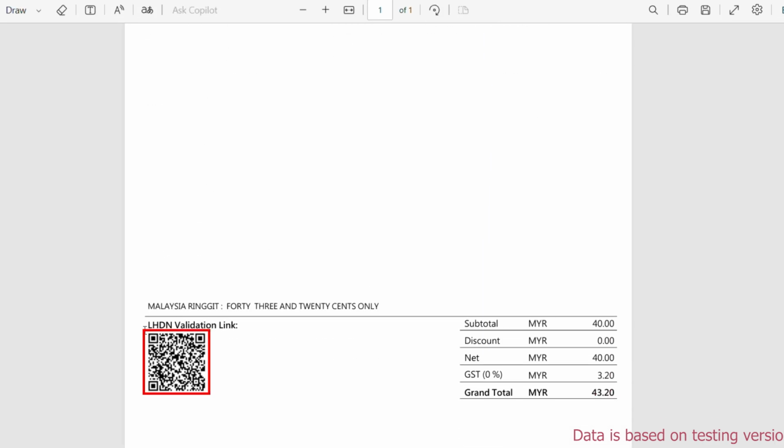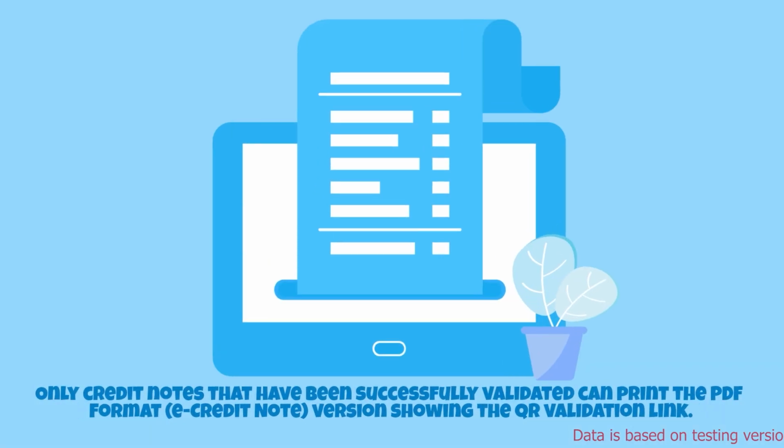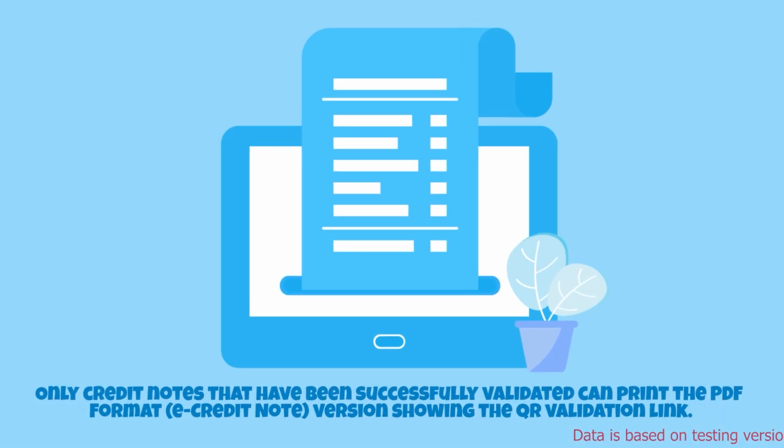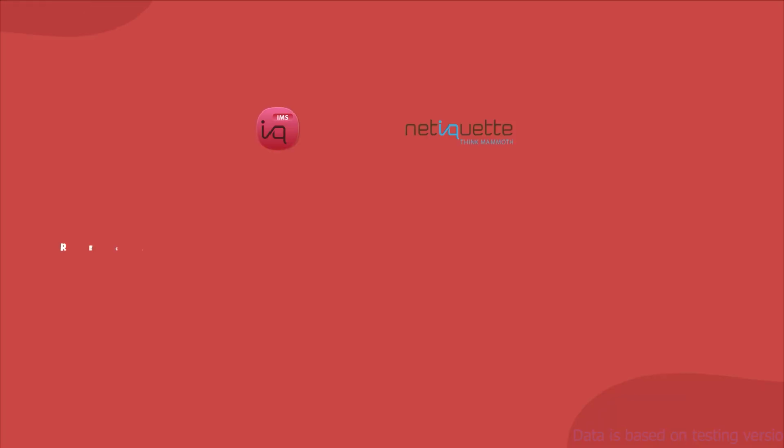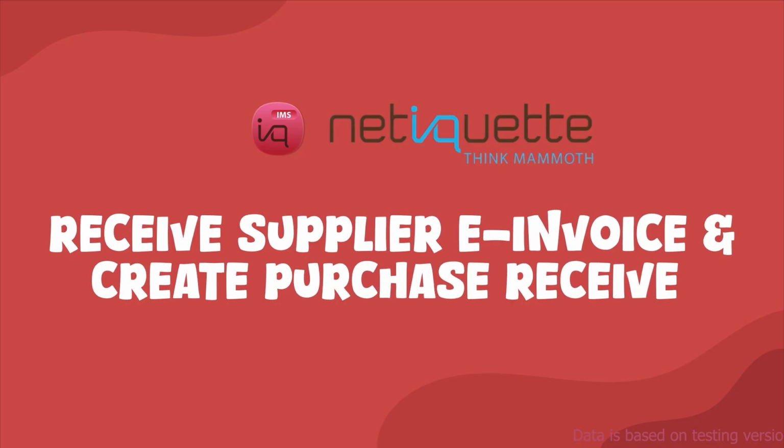The generated PDF will display the QR validation link, which can be scanned by recipients for verification. Note: only credit notes that have been successfully validated can print the PDF format, e-credit note, version showing the QR validation link.